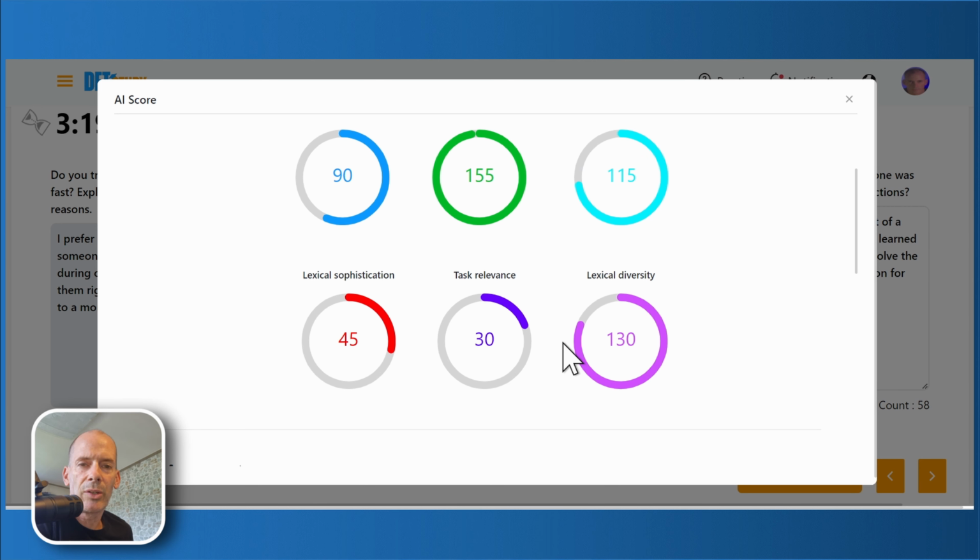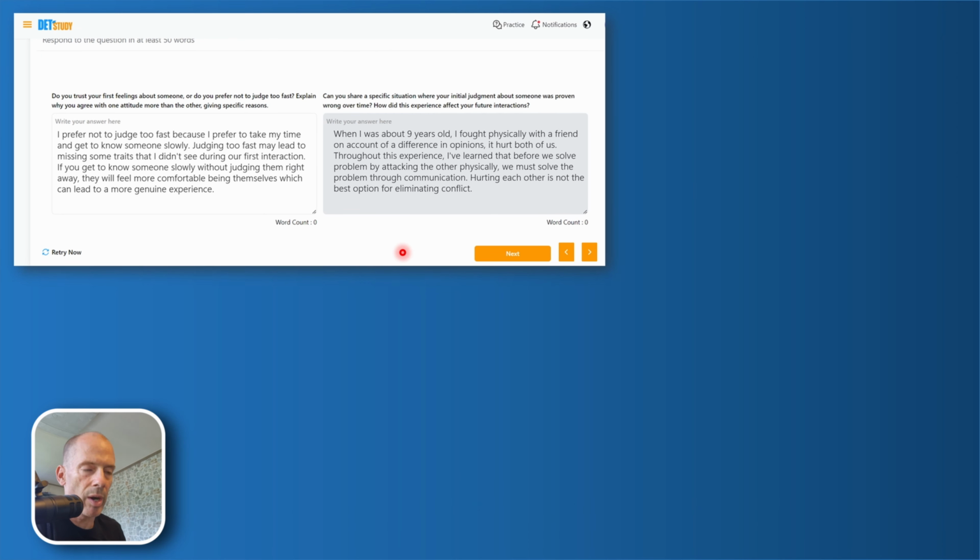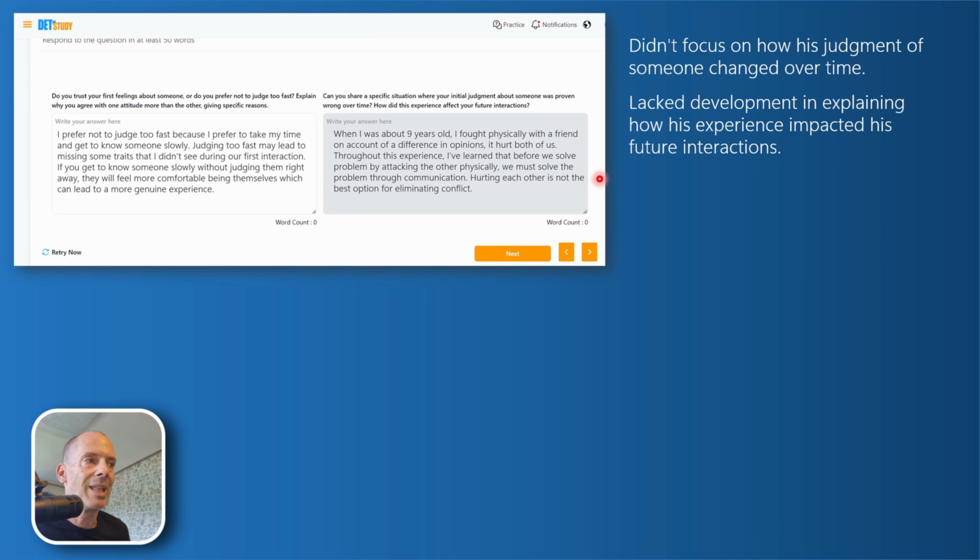So let's take a look at what happened, and then if we make a little change, how that's going to affect the overall score. Okay, we're focusing on the second part where they got the low task relevance score. They didn't focus on how his judgment of someone changed over time. He just talked about an experience that he had. It lacked development in explaining how his experience impacted his future interactions. He didn't put anything in here about a future interaction.